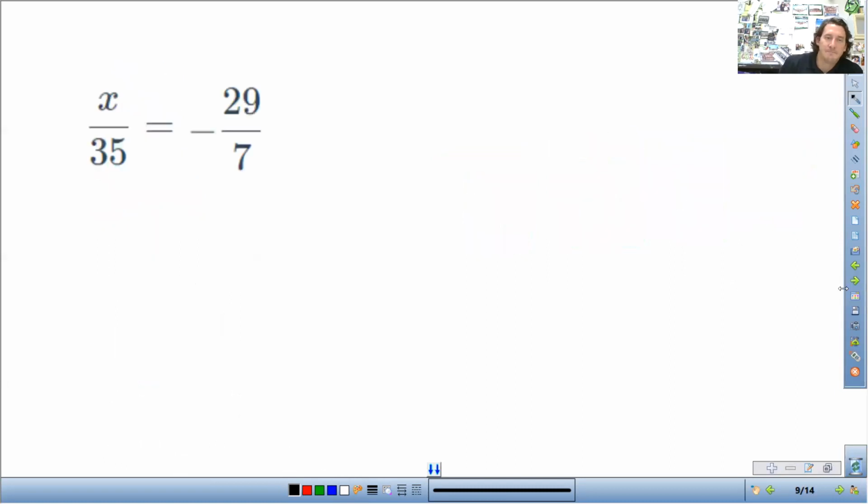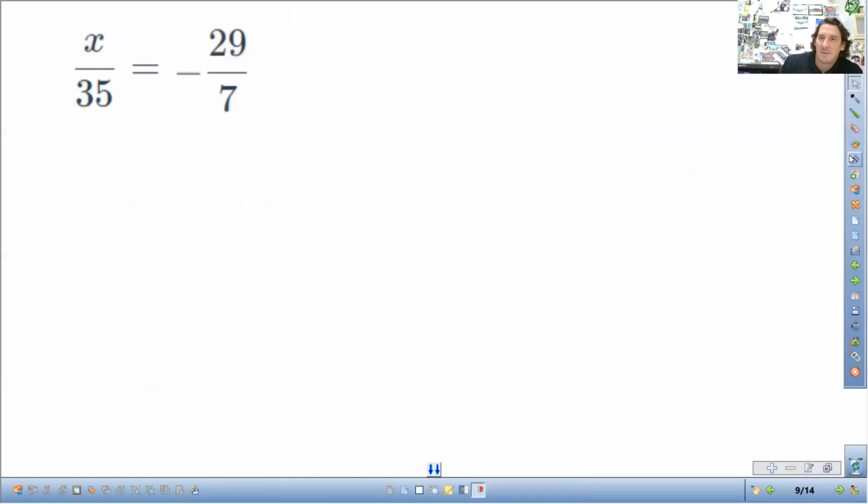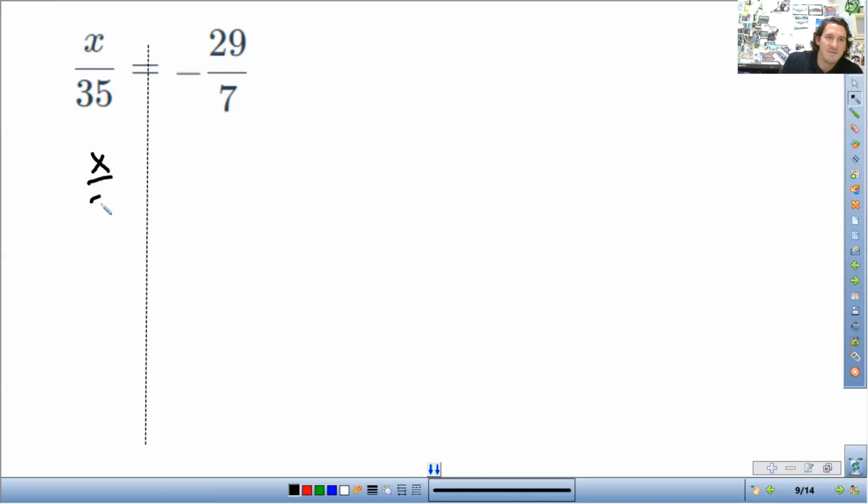So next one, same type of problem. We have a negative. I'm going to just rewrite it and move the negative to the top so I can keep track of that negative a little bit easier. So it's going to be x over 35 is equal to, move the negative to the top, negative 29 over 7. And then I cross multiply.